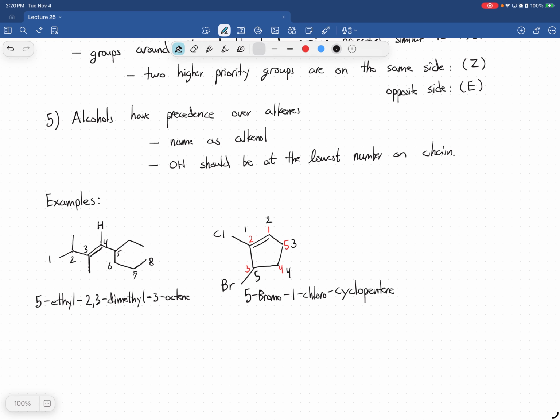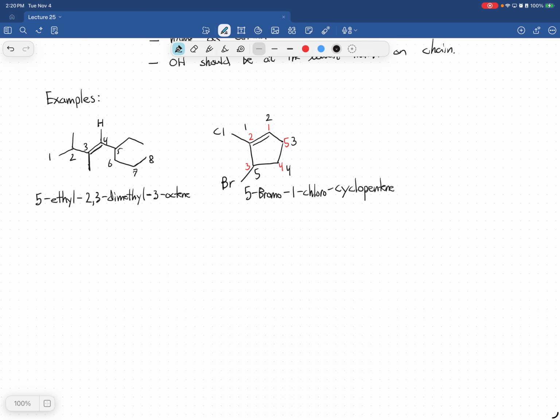All right, now let's do a different example. Now we're going to talk about priorities. All right, so here's my alkene. I'm going to draw out the carbons. Here's my alkene.